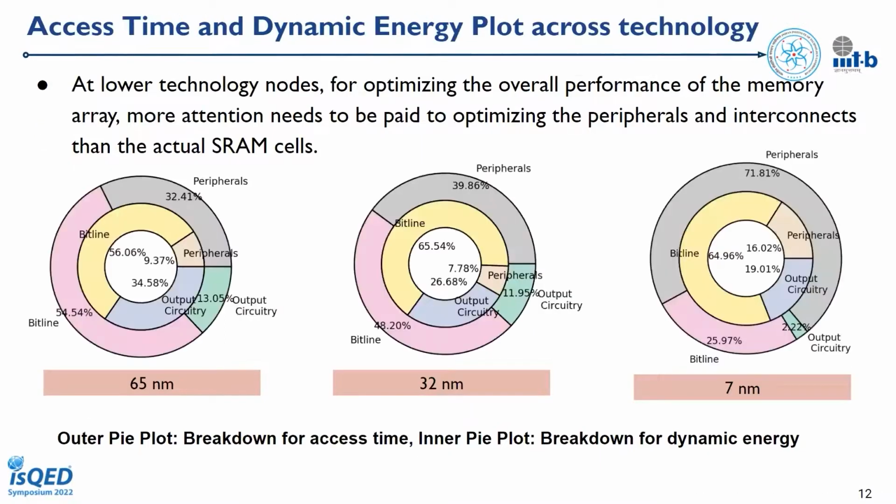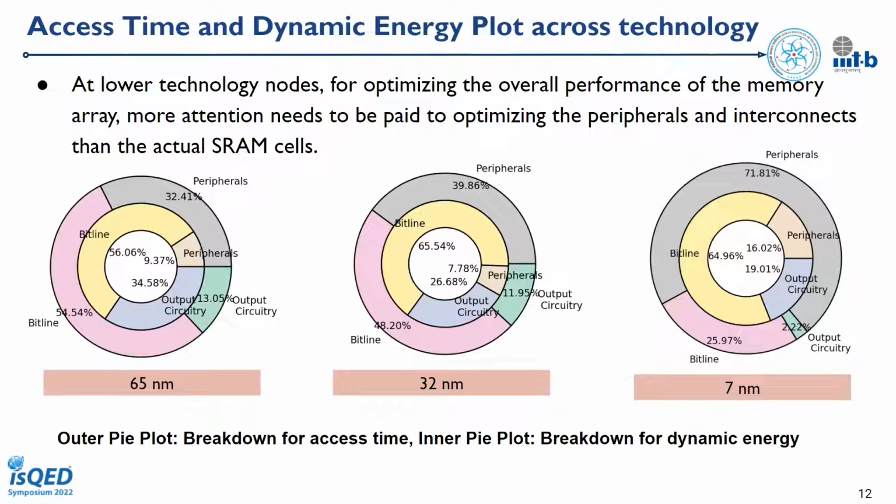Access time and dynamic energy plot across technology. To understand the previous behavior in detail, we compared the individual peripheral and memory cell delays for both bulk CMOS and FinFET technology nodes. We plot the breakdown of access time and dynamic energy per access for a 32 KB subarray for 256 cross 1024 arrangement in a stacked pie plot as shown in the figure.